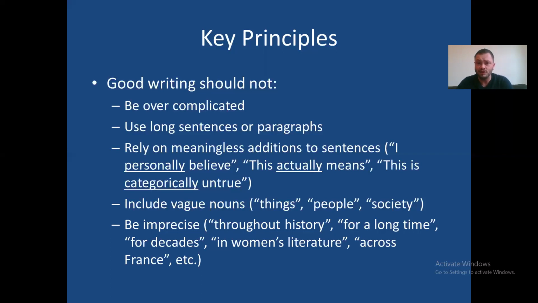For decades, well, which decades? Are we talking the 60s, the 70s, the 80s? When are you talking about women's literature? What type of women's literature? All sorts of women write literature. You need to say what kind of literature you're talking about. And again, across France is another example. Say where in France, you know. If you don't know, don't say it and find a different way to say it. Otherwise you risk falling at the first hurdle.